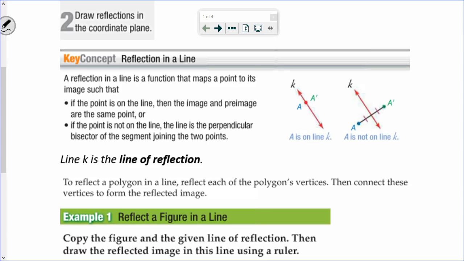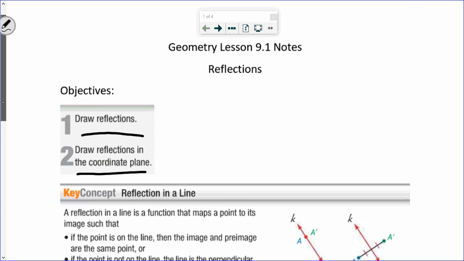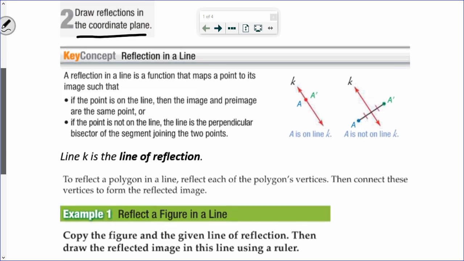Good morning, everyone. All right, today we're talking about reflections, which is lesson 9.1. We'll be drawing reflections in the coordinate plane, and we'll be doing two types of reflections here. So the key concept here: reflection in a line.